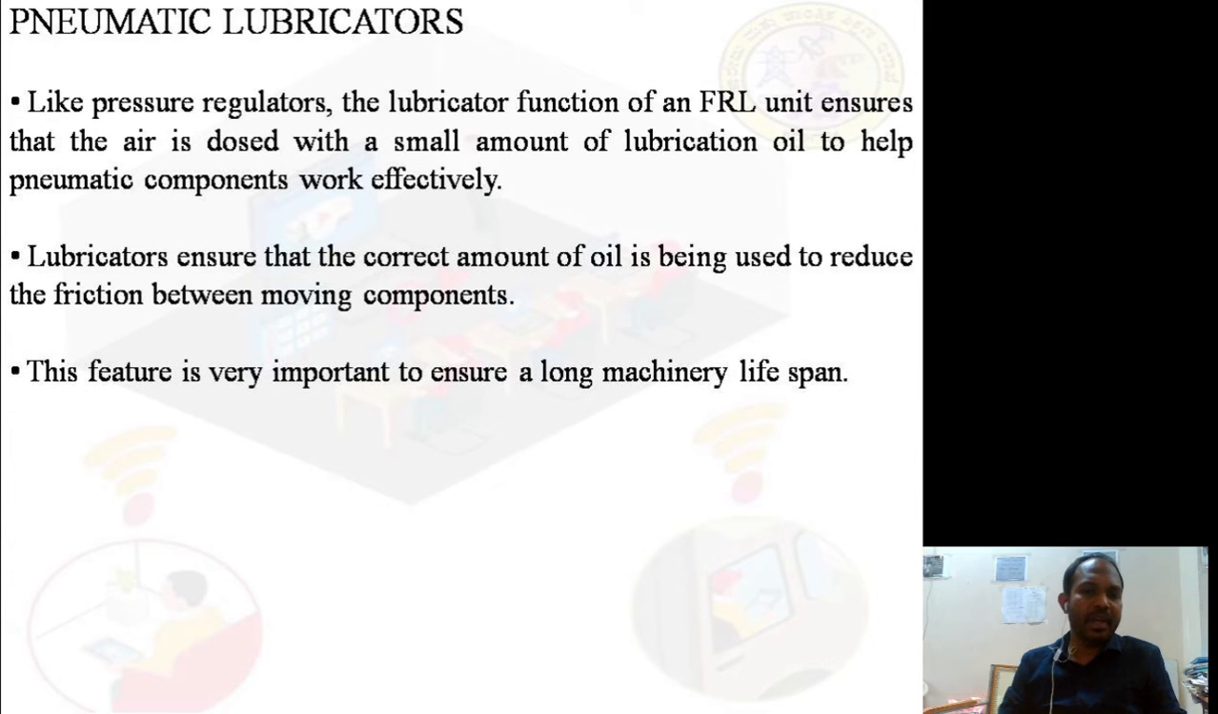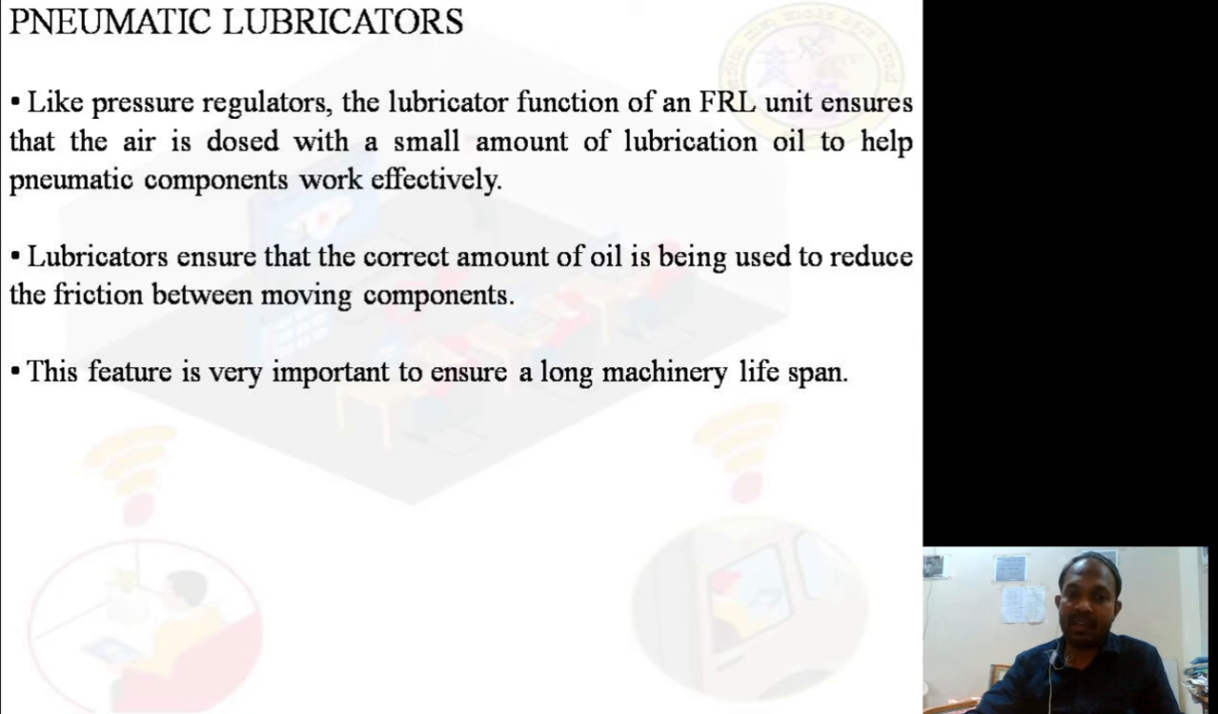Now the pneumatic lubricator, that is the third point. The lubricator function of the FRL unit ensures that the air is dosed with a small amount of lubricating oil to help the pneumatic components work effectively. That is why lubricators ensure that the correct amount of oil is used to reduce the friction between moving components. This feature is very important to ensure a long machinery lifespan.